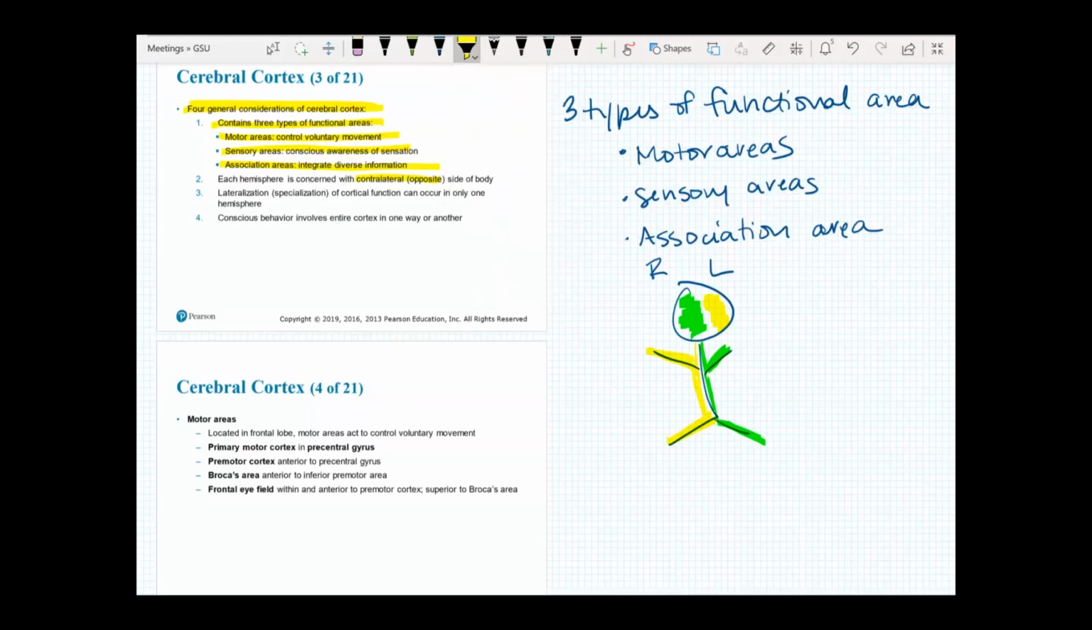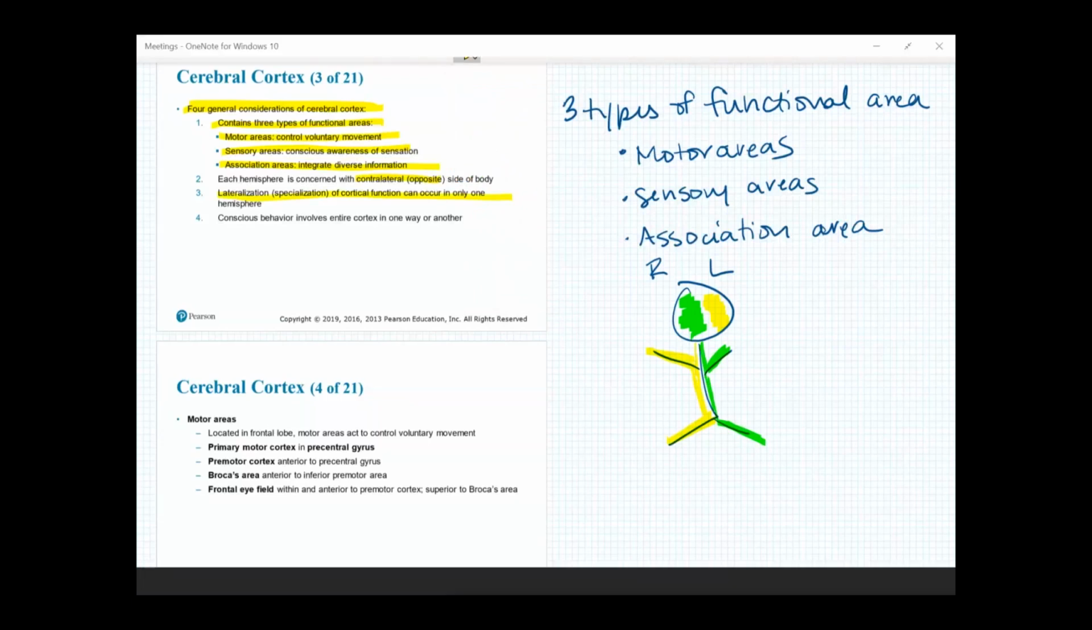Then there's another one called lateralization, or the idea that specialization can only occur in one hemisphere. We know that's not true because your hemispheres have the ability to specialize, and that's really, really cool. So one hemisphere can specialize over the other.